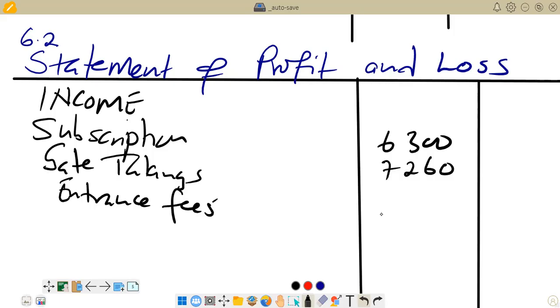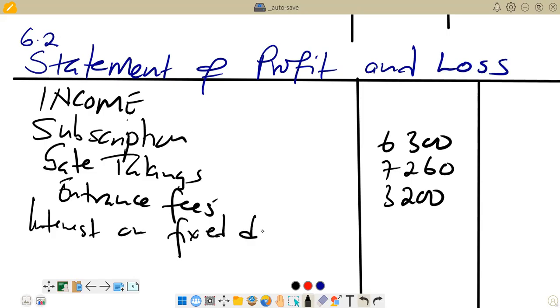And the amount that we have there is 3,200. And then lastly, we've got interest on fixed deposit. The figure that we've got there is 450. So now these are all the incomes that we have in the question. Then we can add them to get the total that we're going to put here, which is 17,210.